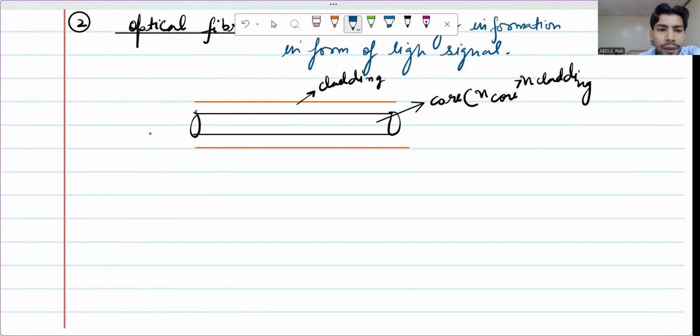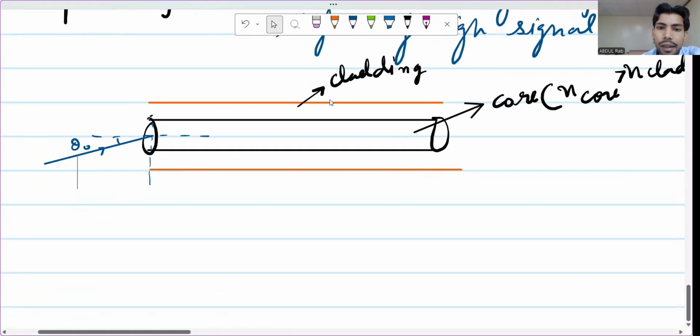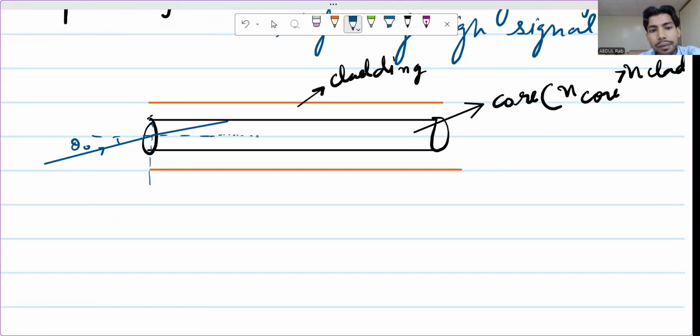So what will happen if you incident a light ray into this core at some angle of incidence, let me write it as theta naught. Of course, this core's refractive index is more than cladding's, so the ray will bend slightly towards the normal, and then it is again incident onto the cladding. Again refraction should happen at this boundary.